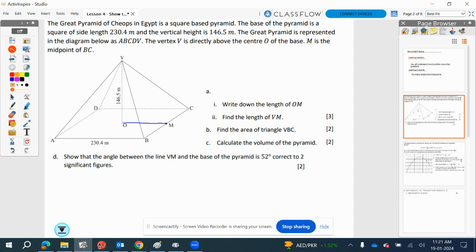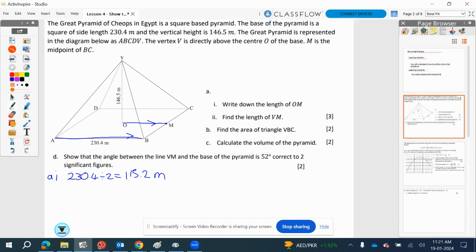So we are first looking at this one. We need to write down this length. What we can do is this length here is parallel with this length here. These two lines are parallel. So this length here is going to be 230.4 divided by 2. What does that give us? 115.2 meters.